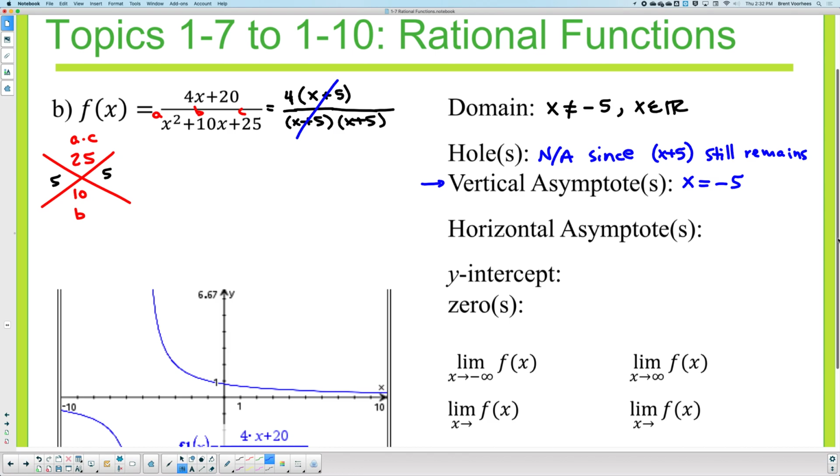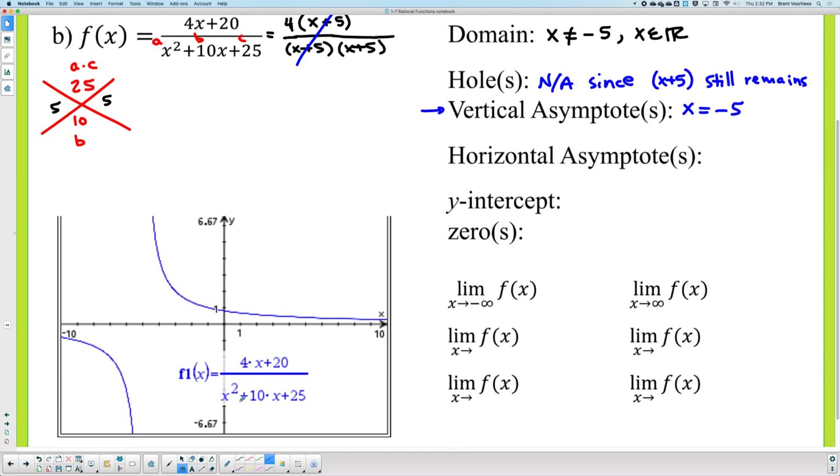So let's go to our graph, and if you're adding a quick sketch, you should have a vertical line at negative 5. 1, 2, 3, 4, 5. A vertical line at negative 5 to represent that vertical asymptote.